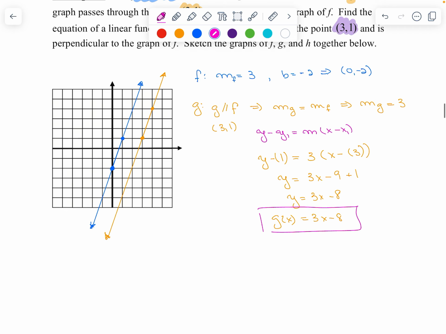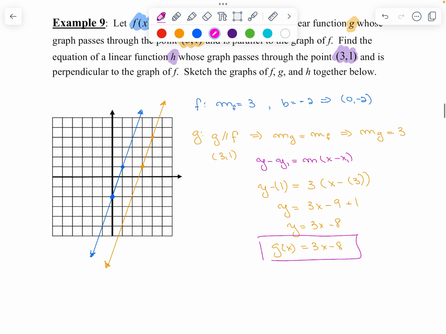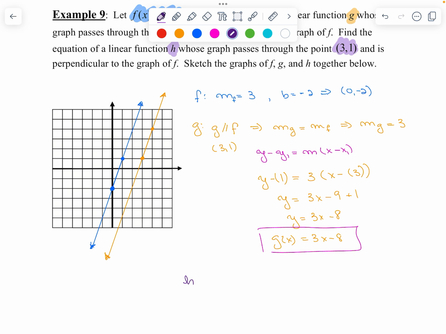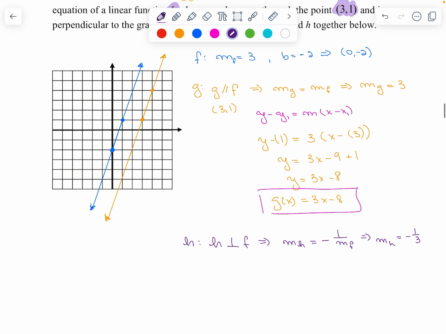Okay. I'm going to do the same thing for h now. H, we are told, is perpendicular to f, which means that the slope of h is equal to the negative reciprocal of the slope of f. So this means that the slope of h is equal to negative 1 over 3, because the slope of f is 3. I'm also still told that I have the point (3, 1) that I'm going to be using.